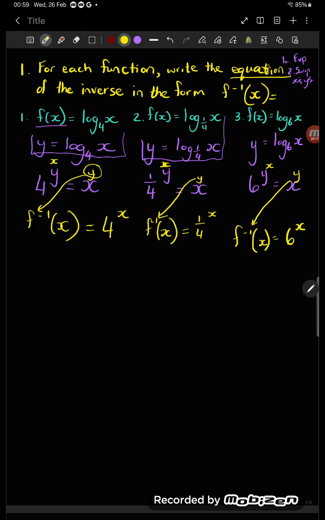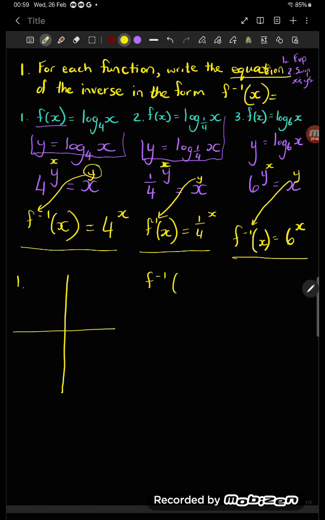Cool. Now when they ask you to draw this, we know how to draw the exponential graph each time. So you're going to always begin with the exponential graph, because that's the one that you know. So if I draw this thing, I'm going to say f inverse of x.